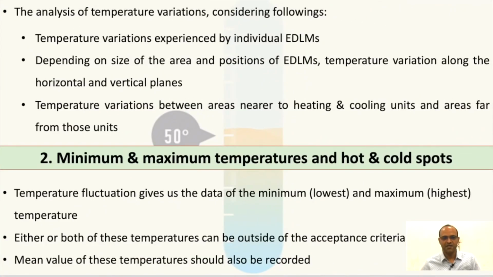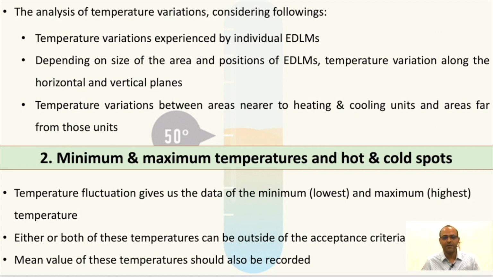The analysis of the temperature variation considers the following: temperature variation experienced by the individual EDLMs depending upon the size of the area and position of the EDLMs, temperature variation along the horizontal and vertical planes, and temperature variation between the area nearer to heating and cooling units and the area far from them. I think this is a very important aspect, and an experienced person can be very useful in positioning the EDLMs.